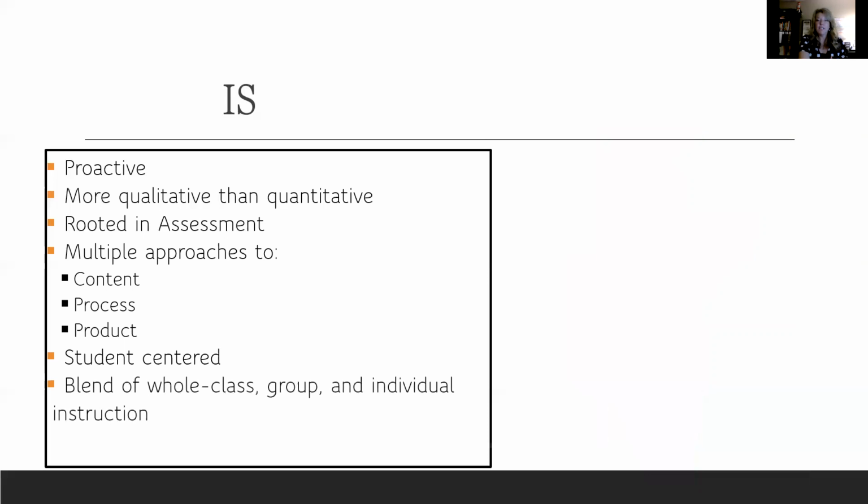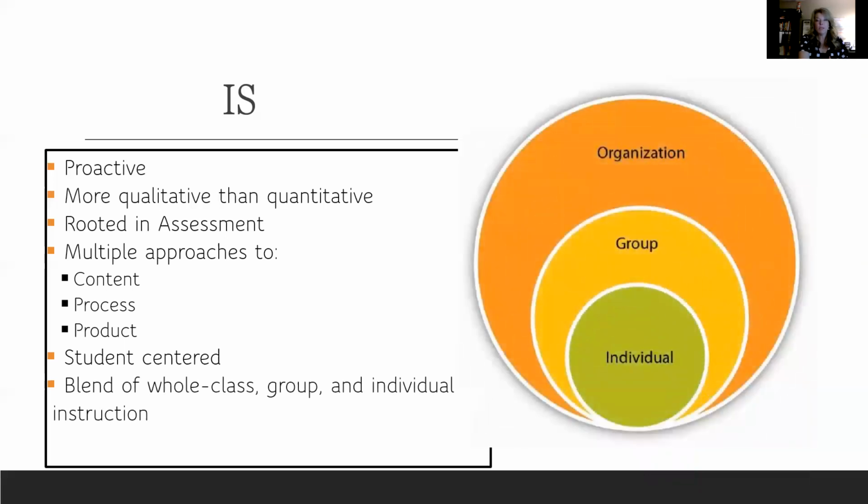All right, differentiated instruction is not only student-centered, it is a blend of different instructional approaches. So there are times when we want to speak to the whole class, times when we pull a small group together, and times when it just needs to be one-on-one. So understanding when and how to utilize these various approaches is reflected in the level of awareness and understanding you have for your students' needs.